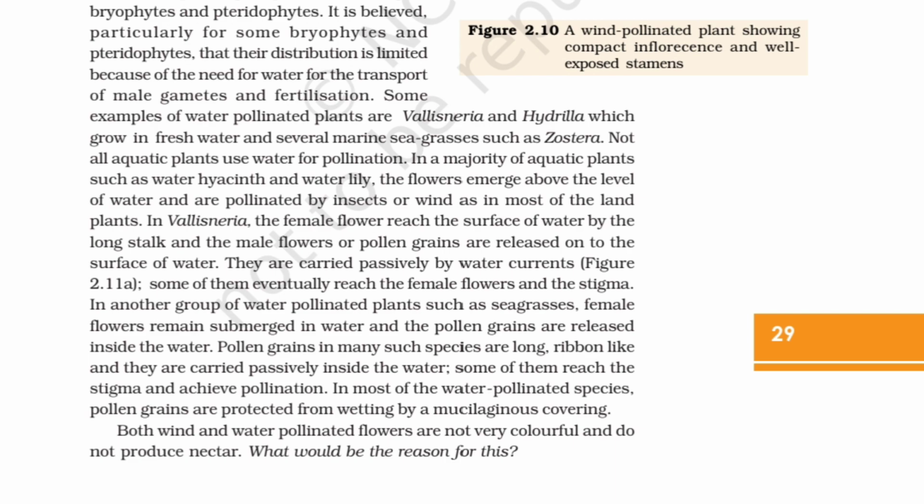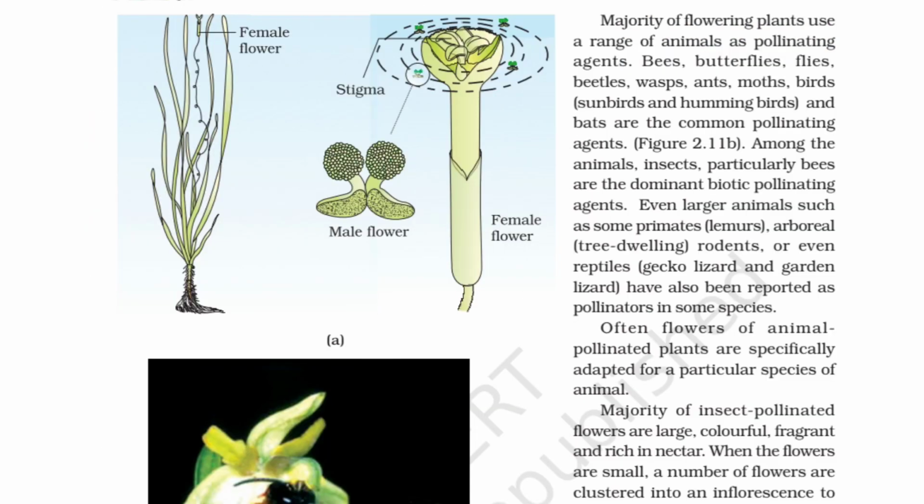Both wind and water pollinated flowers are not very colorful and do not produce nectar. What would be the possible reason for this? The majority of flowering plants use a range of animals as pollinating agents. Bees, butterflies, flies, beetles, wasps, ants, moths, birds, sunbirds and hummingbirds, and bats are the common pollinating agents. Among the animals, insects, particularly bees, are the dominant biotic pollinating agents.